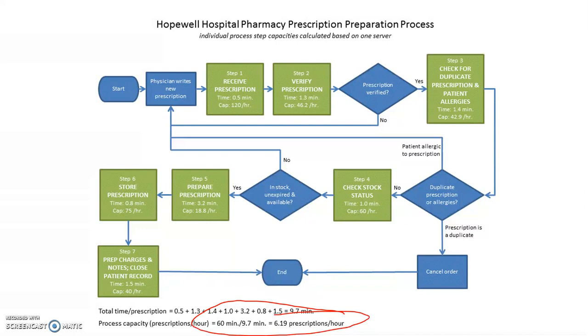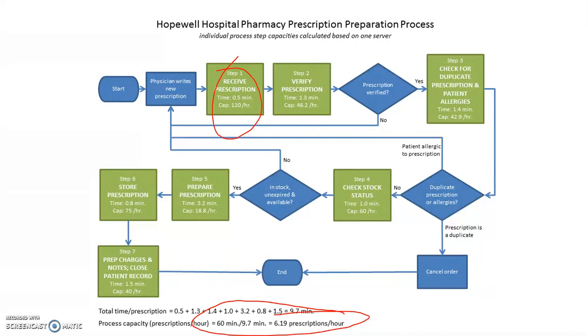The maximum number of prescriptions per hour through an individual step is 120. So we've got a discrepancy here, and for one server only being able to fill 6 prescriptions per hour, you can imagine in a hospital pharmacy that's not going to be sufficient. We're going to want to improve this process, and how can we do that?